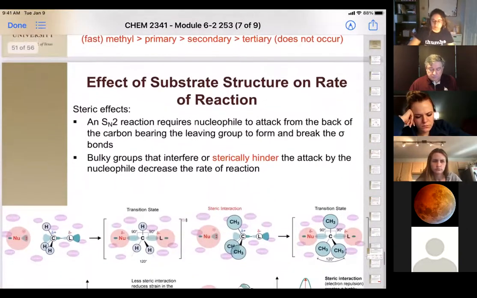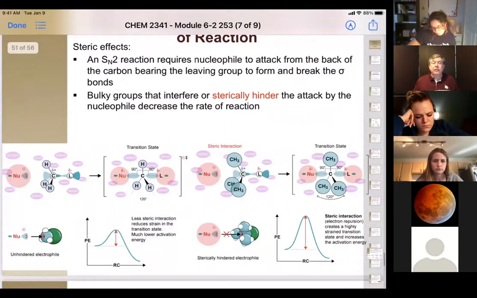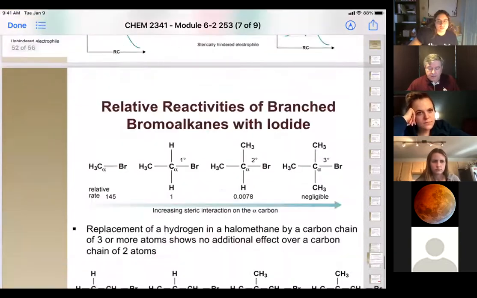Okay. So, and again, that has everything to do with trying to get that electron repulsion there. So that also has an effect on the size of our nucleophile, right? Because if our nucleophile gets too big, even though we have one small group there, it can still inhibit the reaction. And we call that steric hindrance.